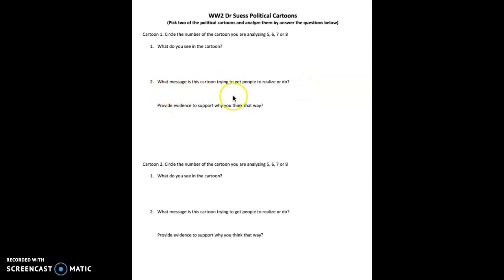Okay, so right here you're going to identify what message this cartoon is sending, and then down below you're going to provide evidence to support why you think this way. Then you will pick a second cartoon. Again, identify whether it's 5, 6, 7, or 8. Tell me what you see. What's the message of this cartoon, and is it trying to get people to realize or do something here? And then evidence down below.